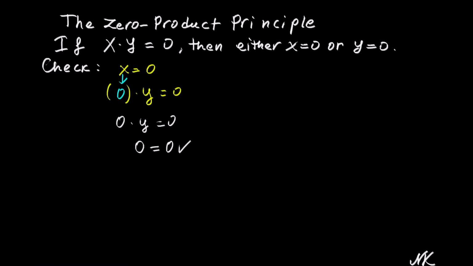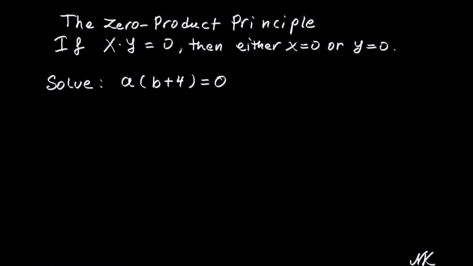And the second solution we had, y equals 0, so let's plug it into x times y equals 0, and instead of y we're going to substitute 0. This will produce x times 0 equals 0. X times 0, 0 multiplying anything gives us a product of 0, so we get 0 equals 0, so this checks out. So let's solve a times parentheses b plus 4 equals 0.